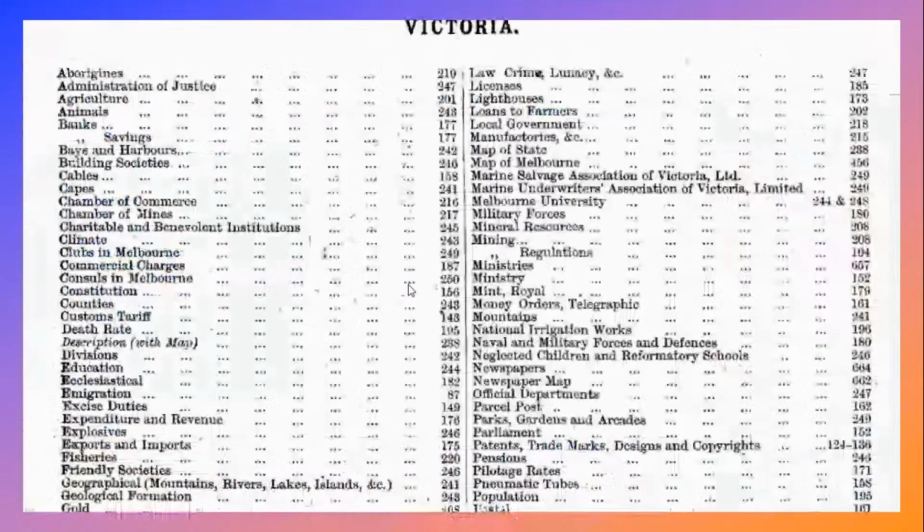Within the handbook, you can go to the different colonies and states as they became, and this is Victoria. So you can see all the different types of categories. You've got clubs in Melbourne, charitable and benevolent institutions, that's your asylums. You can find out how much it costs to send cables back, or where the lighthouses were, or loans to farmers, and all kinds of things, neglected children and reformatory schools. These are things that you can find out if you need to give your family history background context.